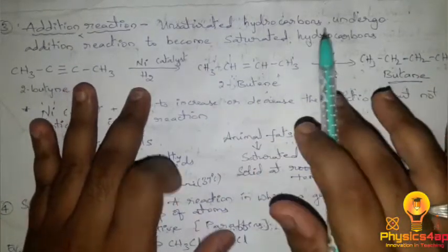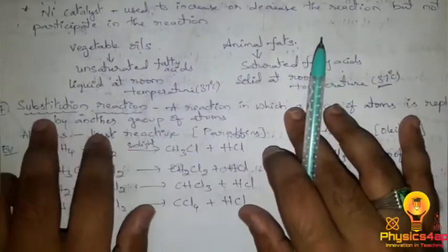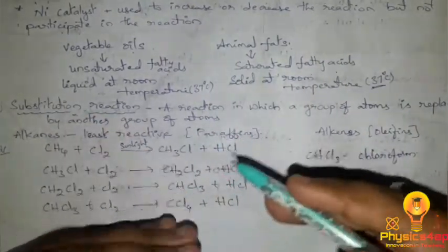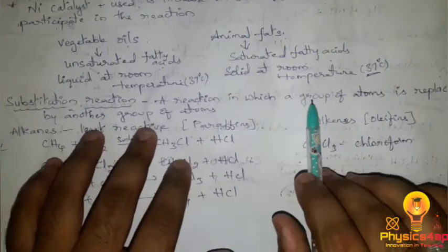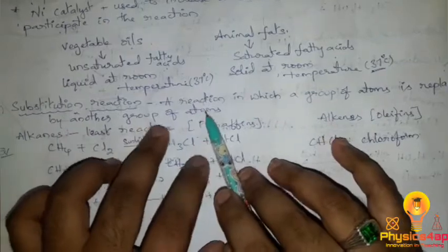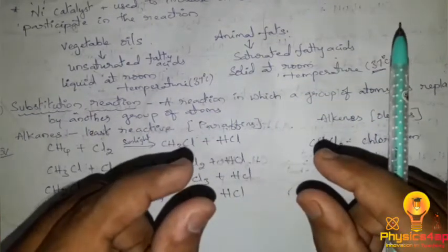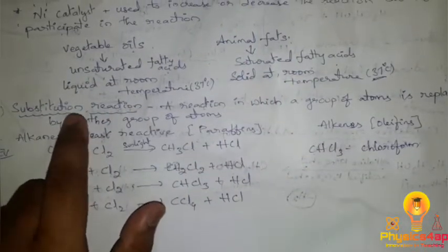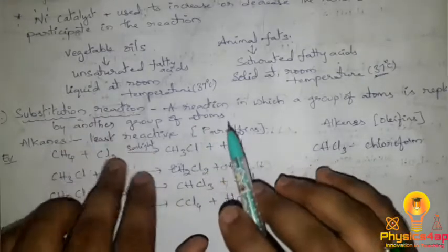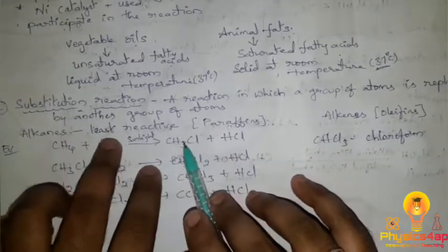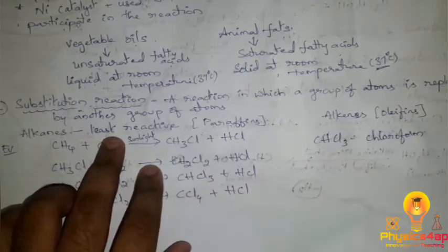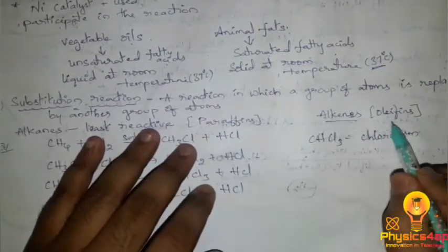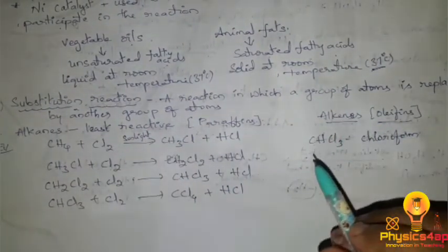Now the next reaction is called the substitution reaction. The substitution reaction, in the name itself, means substituting. The reaction in which a group of atoms is replaced by another group of atoms is called the substitution reaction. And these substitution reactions are only used for the alkanes. Why? Because they are least reactive, they can be easily divided, and they are also called paraffins, as I discussed before. And alkenes are called olefins, so they cannot be replaced easily.